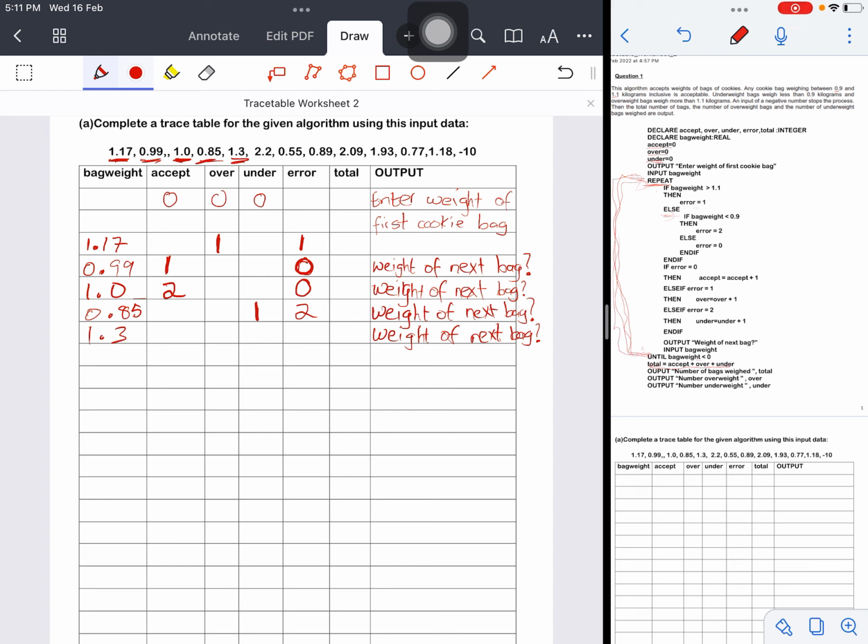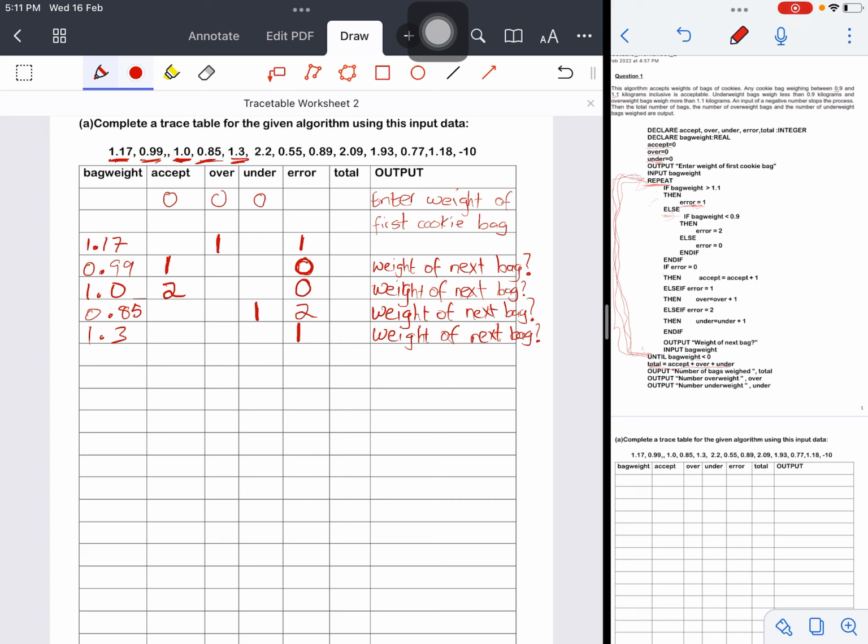So we go back until, so bag weight is still not less than zero. So we go back up. If bag weight bigger than 1.1, yes, it is. If it is, then error is equal to 1. So you can see that it says error is equal to 1 because the bag weight right now is bigger than 1.1. Okay, if that's the case, we get out of this if statement and then we go there.